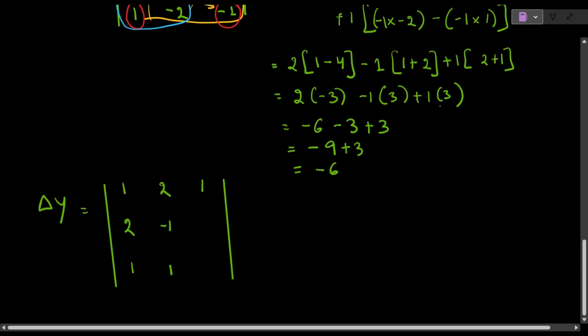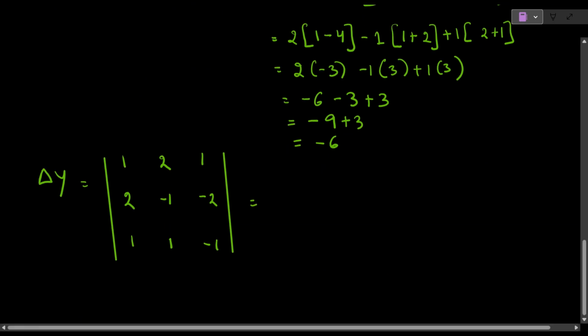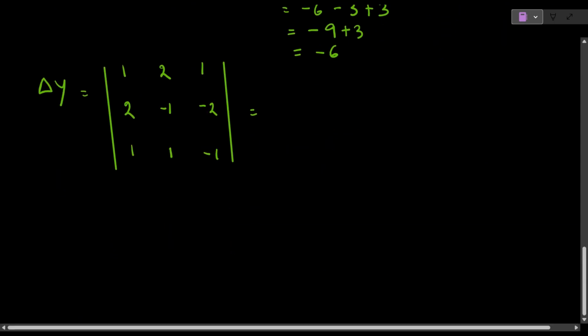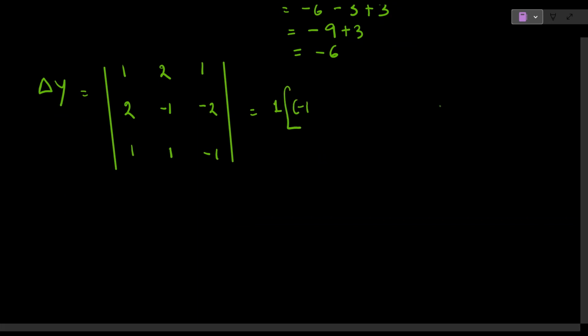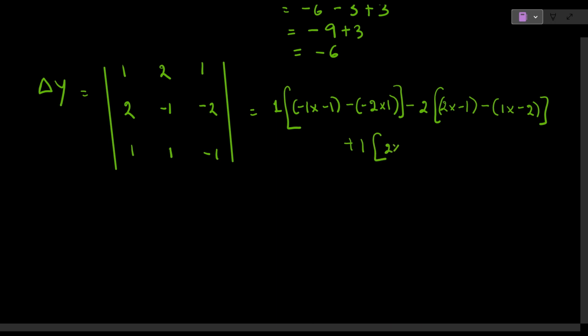1, minus 2 and minus 1. Okay, now let us find the value of determinant y. So first one is 1. Okay, minus 1 into minus 1, minus of minus 2 into 1. Understood, students? Next, minus 2 into 2 into minus 1, minus of 1 into minus 2. Okay. Next, plus 1 into 2 into 1, minus of 1 into minus 1.